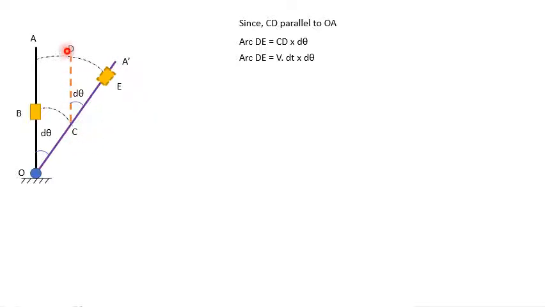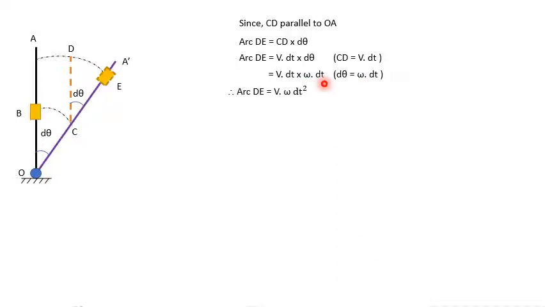So here CD is nothing but the displacement from C to D, which takes place due to the change in velocity, right? So V into dt represents the change in velocity with respect to time, multiplied by d theta, because CD is equal to V into dt. Next, this d theta is nothing but the change in angular displacement. So d theta can be written as omega into dt.